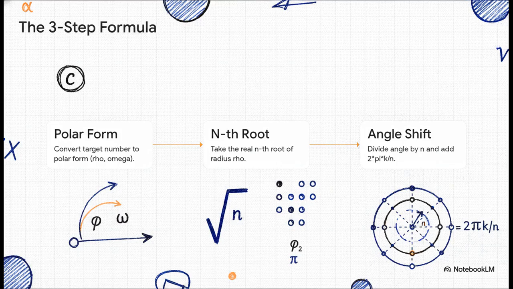Step 1. Convert your target number c into polar form, giving you a radius rho and an angle omega. Step 2. To find the new radius r for your solutions, just take the normal real nth root of rho. Step 3. For your new angles, take your original angle omega divided by n, and here is the absolute magic part. You add multiples of 2 pi k divided by n. You run this for k equals 0, 1, 2, all the way up to n minus 1.